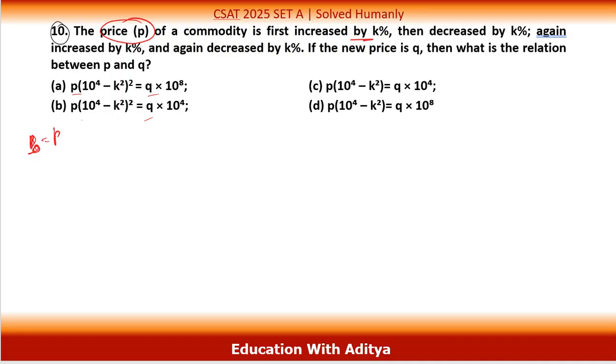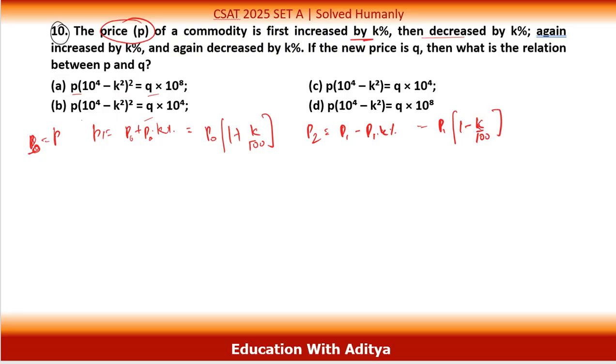First increased by K%, that will be P1 is equal to P plus P dot K%. So that will come out to be P into 1 plus K upon 100. Then it says decreased by K%. So what P2 is equal to P1 minus P1 dot K%. So that is equal to P1 into 1 minus K upon 100.